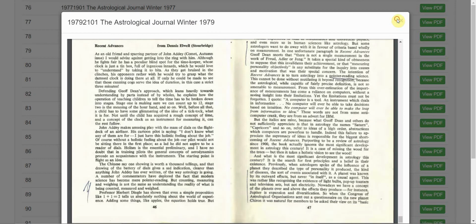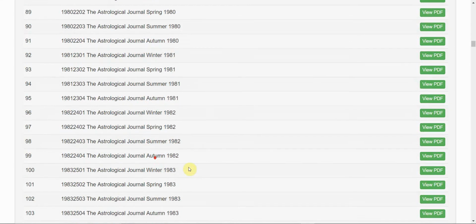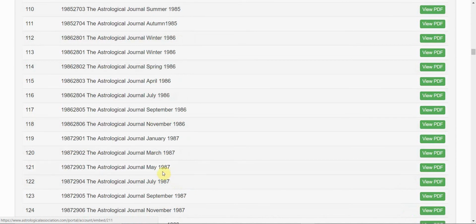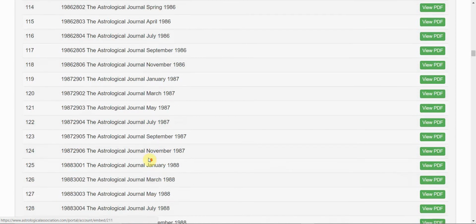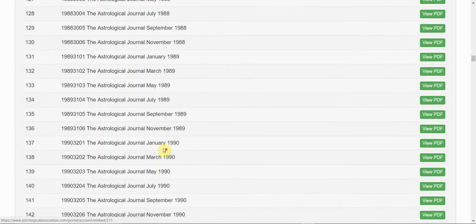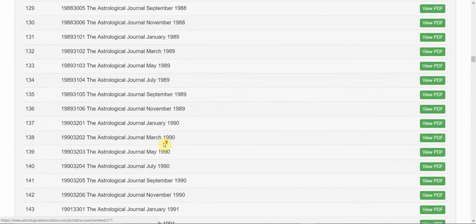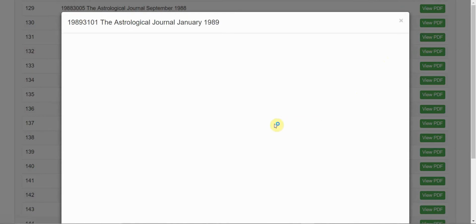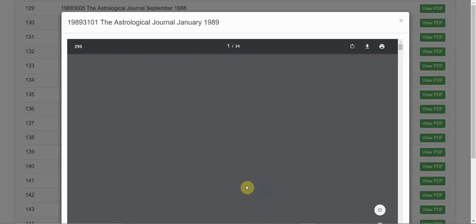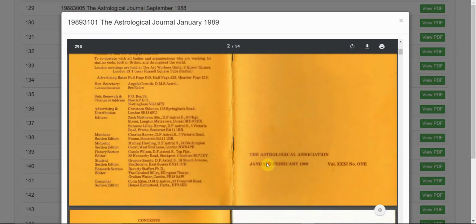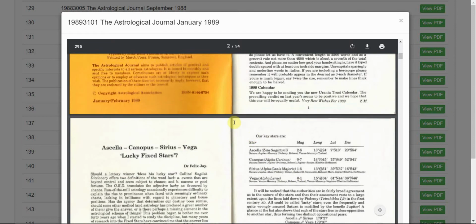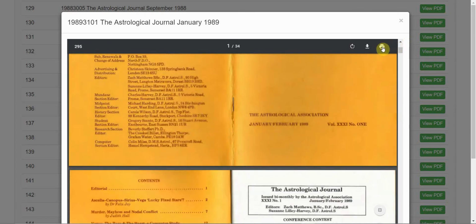So let's quickly look ahead, because there's a lot to see, to 1989. Again we use January, just to keep it fairly steady, so January 89, and we'll have a look at that one. Now, that's loading quite quickly, thank you. And here we have a similar layout. The layout hasn't changed tremendously. Let's just see what we've got here.